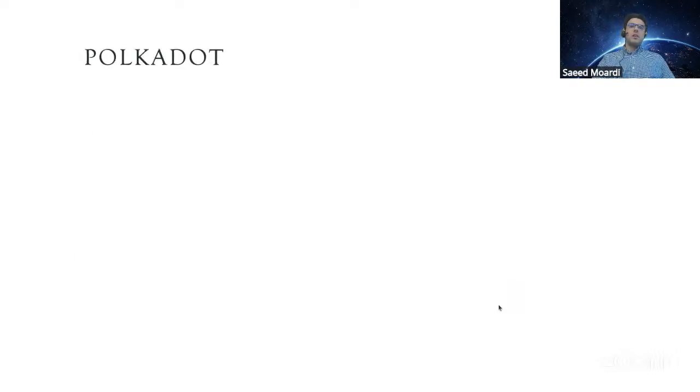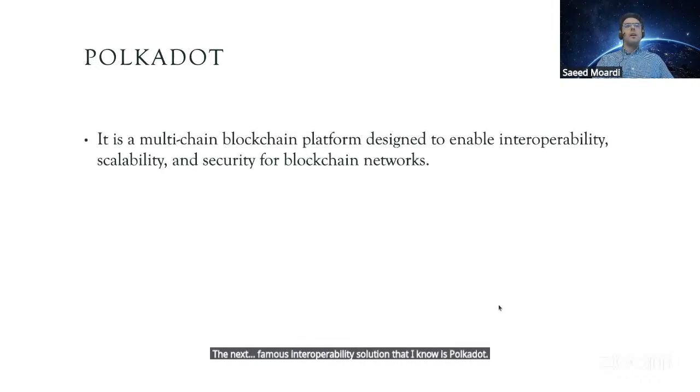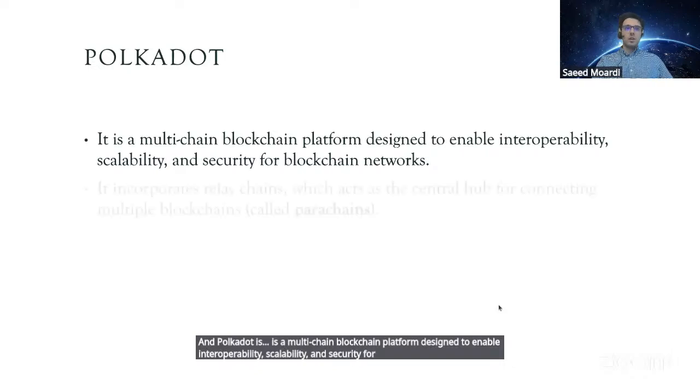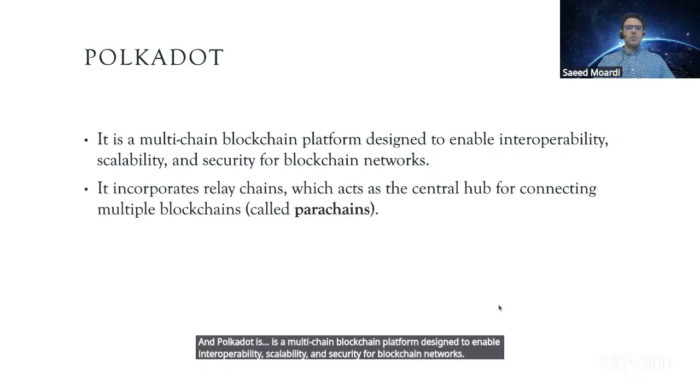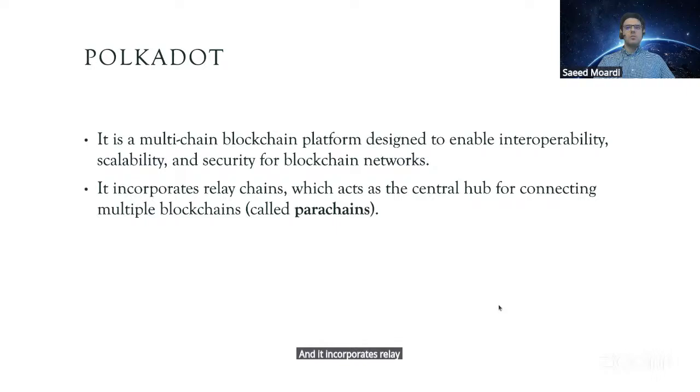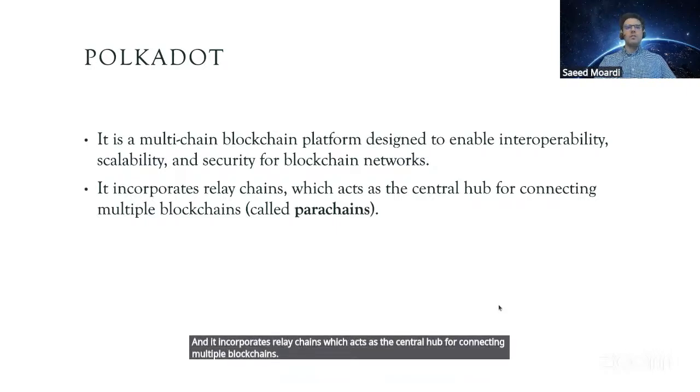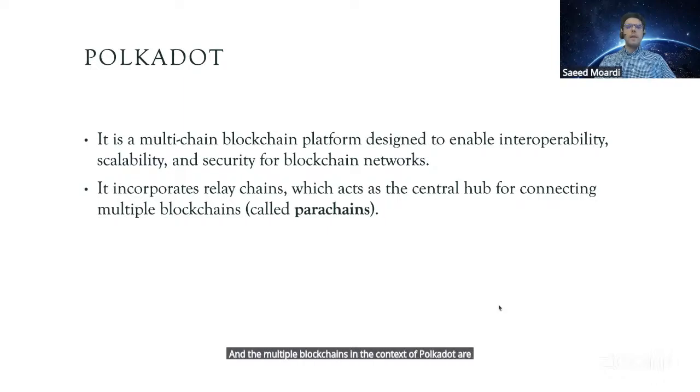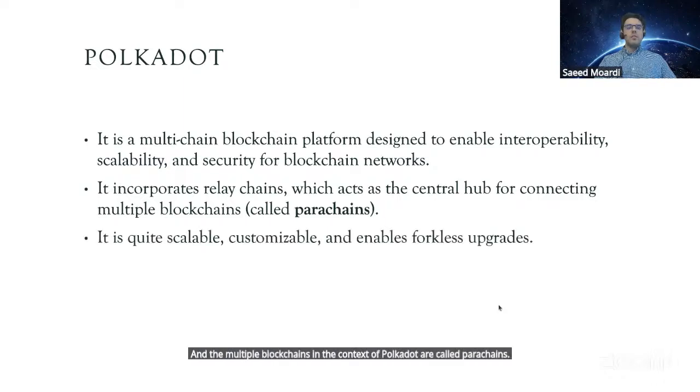The next famous interoperability solution that I know is Polkadot. Polkadot is a multi-chain blockchain platform designed to enable interoperability, scalability, and security for blockchain networks. It incorporates relay chains, which act as the central hub for connecting multiple blockchains. And the multiple blockchains in the context of Polkadot are called parachains. It is quite scalable, customizable, and enables forkless upgrades.